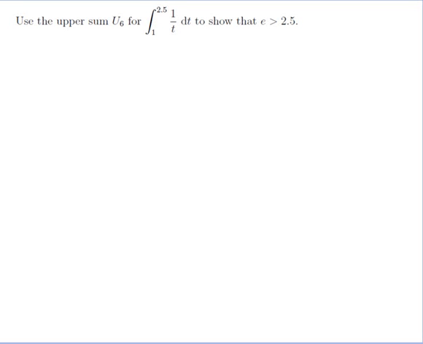Use the upper sum u6 for the integral from 1 to 2.5 of 1 on t dt to show that e is greater than 2.5. It says to use the upper sum u6, so let's calculate it. First I'll write down the formula.